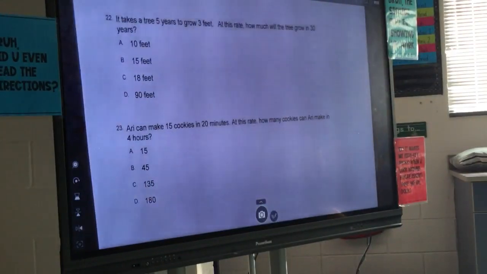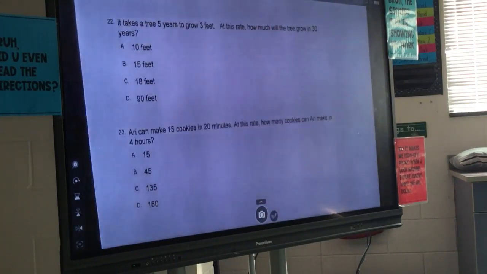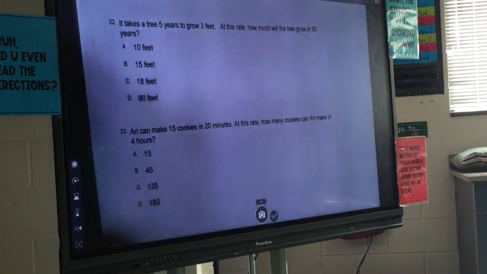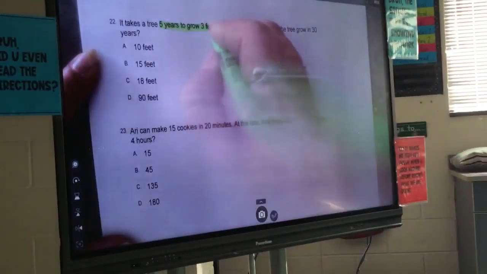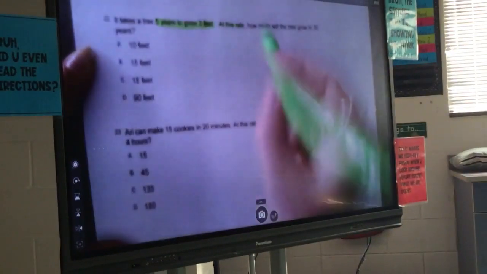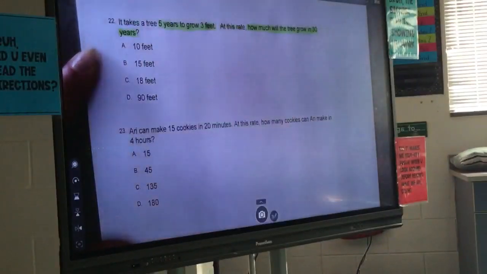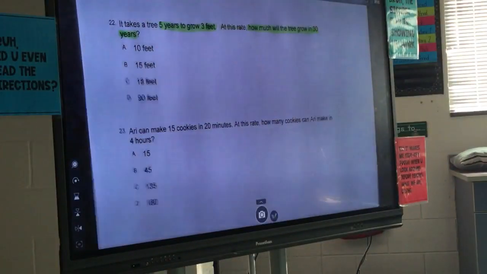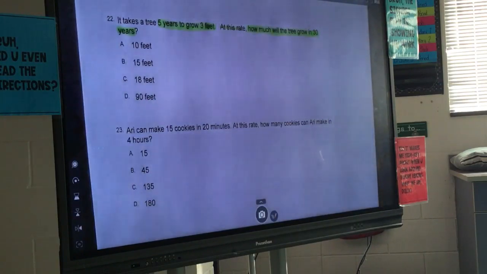Before you get started, put your pencils down and just annotate as I read this question. It says, it takes a tree 5 years to grow 3 feet. At this rate, how much will the tree grow in 30 years? Okay, so I want you to look at these numbers. I do not want you to find the unit rate for this one. I want you to use the rate, and I want you to find something that is proportional to the rate.